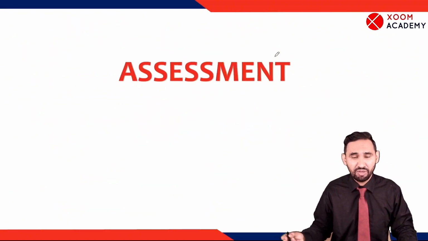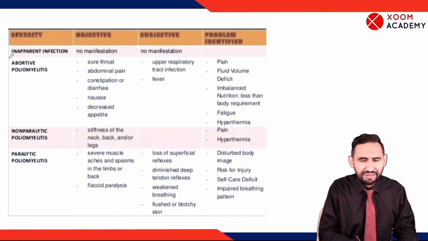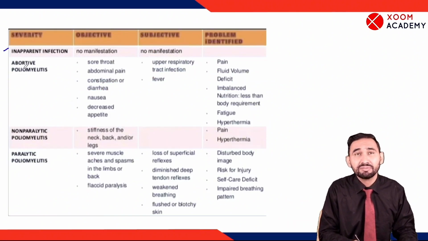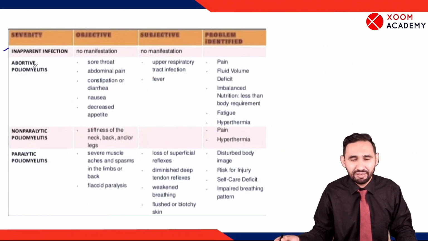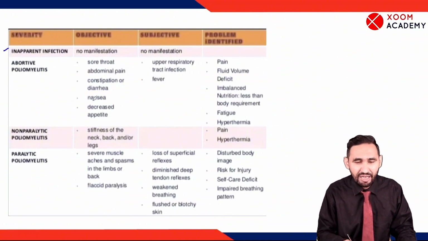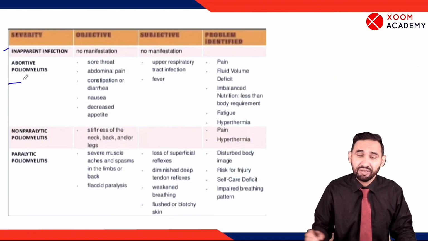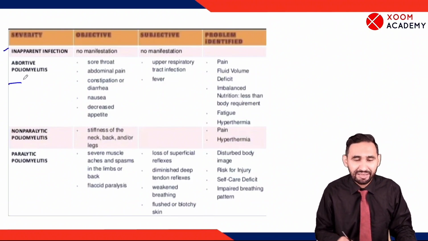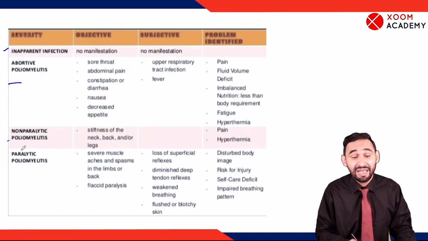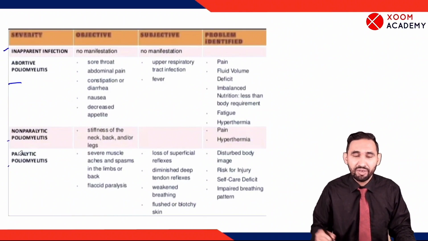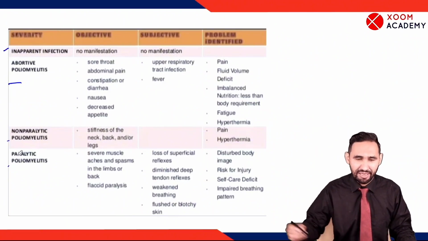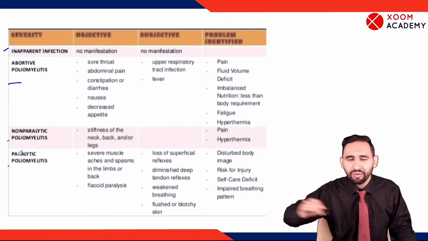How will we assess polio? There are many types of polio. Inapparent polio, which has no signs and symptoms, or we can say asymptomatic. Abortive polio, which spreads by droplet infection. Then non-paralytic polio and paralytic polio. We have to distinguish between them. In inapparent polio, there is no sign and no symptom.